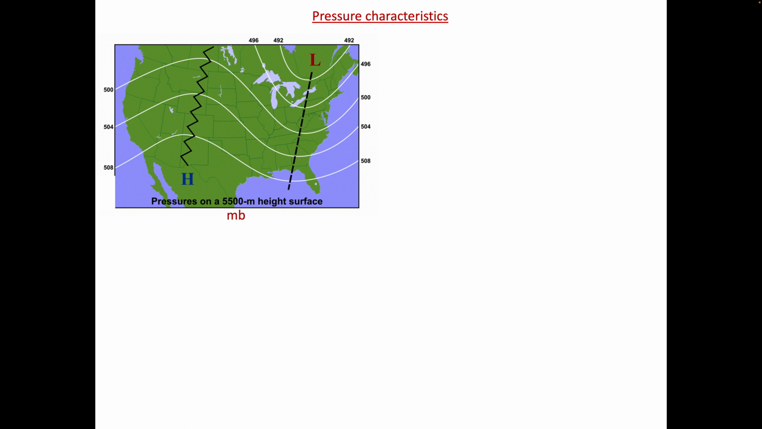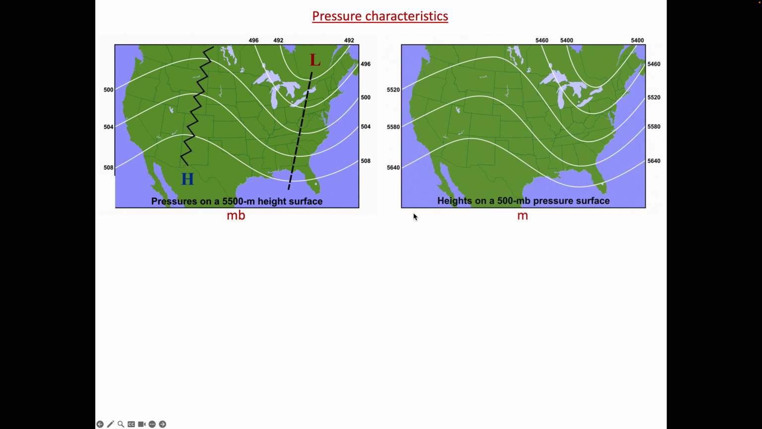Now, we actually can look at this a little bit differently, and instead of taking a look at a constant height surface, we can take a look at a constant pressure surface. So the next map I put up is going to be the same exact example, except what we're looking at now is a surface where the pressure is everywhere 500 millibars. And now instead of looking at how pressure varies on a constant altitude map, which is what we have on the left, now what we're looking at is how altitude or elevation varies on a constant pressure map. So now on this map on the right, everywhere the pressure is 500 millibars, and what these values are, are altitudes or elevations above sea level.